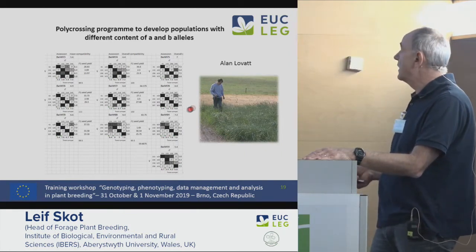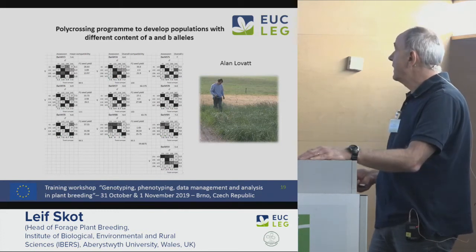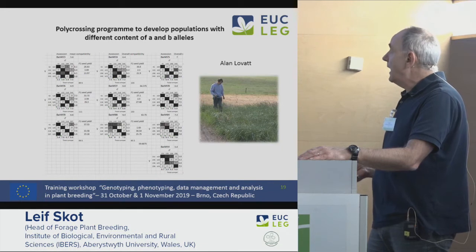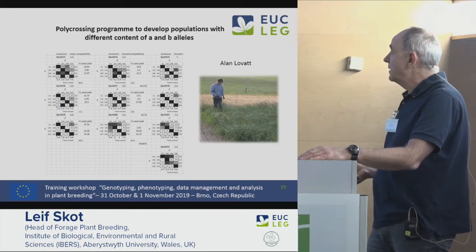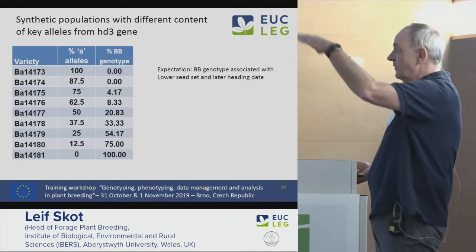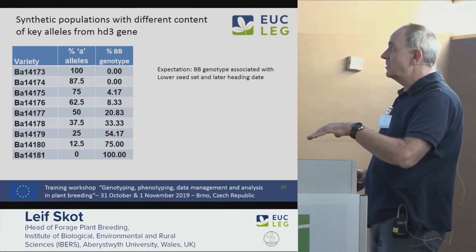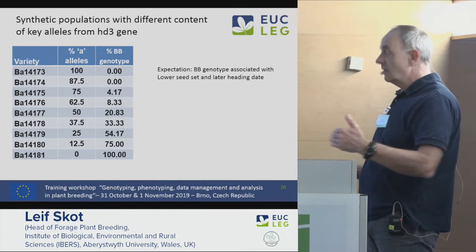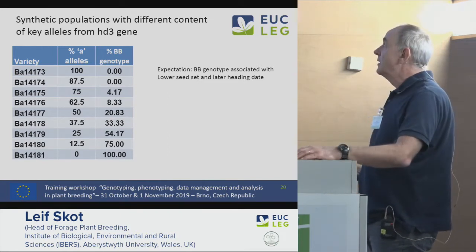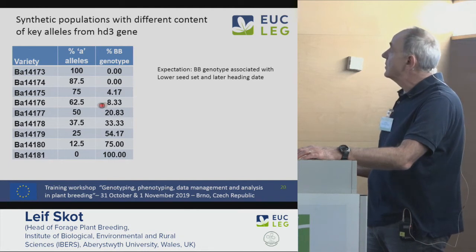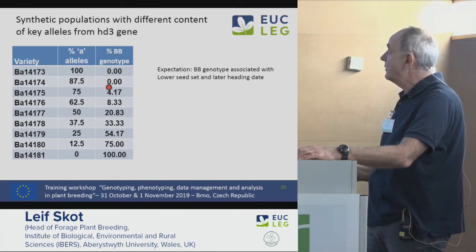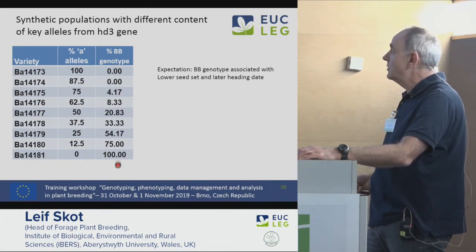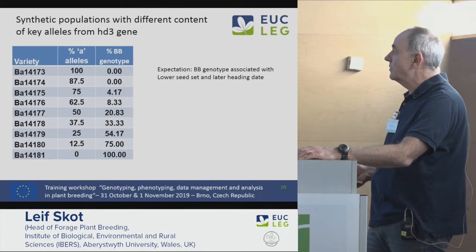That scheme was devised by our senior plant breeder then, Alan Lovett. He's now retired, and he carried that out. And this is the result of those crossings. So we created synthetic populations with different content of the key alleles for this flowering time gene. And so the percentage of the BB genotype goes up from 0 to 100, and the A allele frequency goes down from 100 to 0 in those populations.